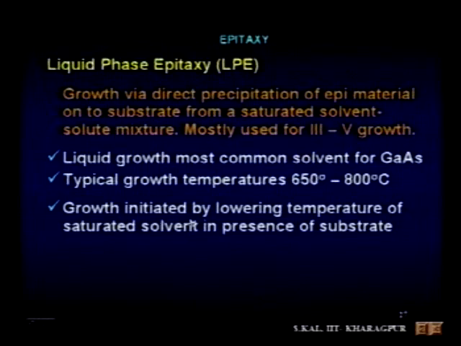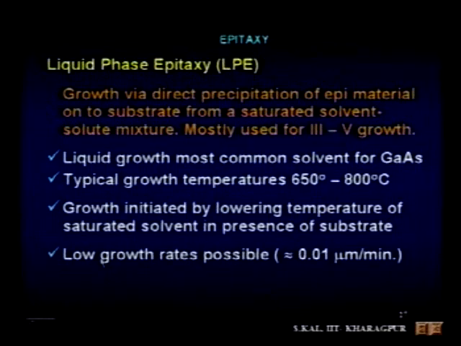Growth is initiated by lowering the temperature of the saturated solvent in presence of the substrate. Low growth rates are possible, of the order of 0.01 micron per minute, and ternary semiconductor materials are also possible, for example aluminium gallium arsenide growth, AlGaAs growth.